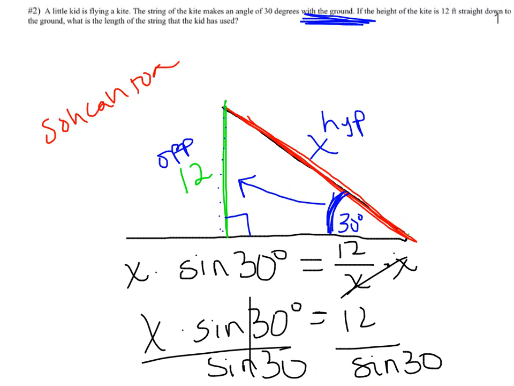Remember, the hard part typically is the setup. Make sure that you understand everything. You have that 30-degree angle is to the ground. So make sure you get that it's ground and then angle. The string. And then the height is 12 feet straight down to the ground. So this is our kite up here. Straight down to the ground is our 12 feet. All right?